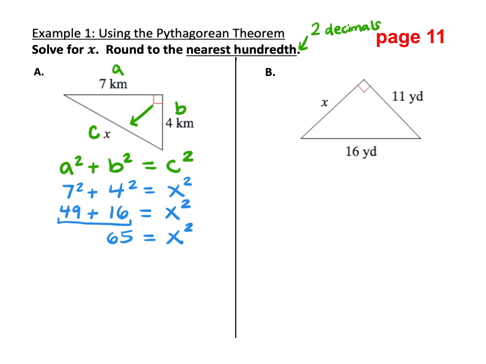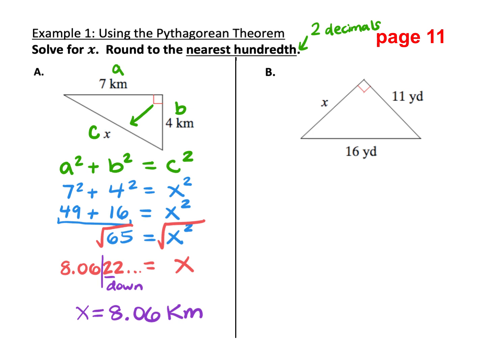We need x. So to undo the squared, we just take a square root of each side. The square root cancels out the squared. So now I'm going to use the second x squared button on my calculator and then type 65, hit enter, and the calculator gives us 8.0622. We want to round that to 2 decimal positions. So I like to draw a line right here and look at what's in the third spot. Well, it's a 2, and 2 rounds down. So our final answer is just going to stay as 8.06. Let's put the unit back in, 8.06 kilometers.